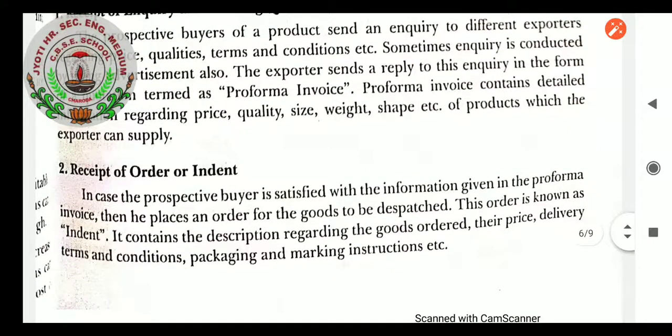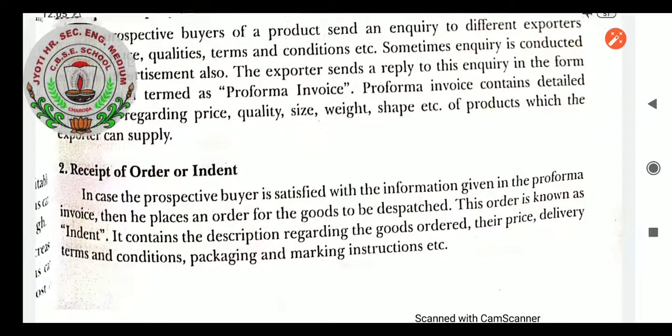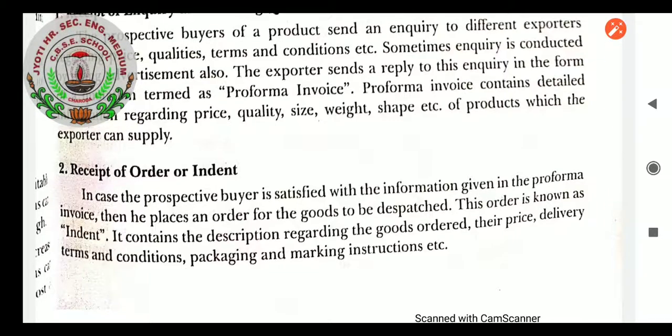Next, receipt of order or indent. When we talk about receipt of order or indent, student, in case the prospective buyer is satisfied with the information given in the pro forma invoice, then he places an order for the goods to be dispatched. This order is known as an indent. It contains the description of the goods ordered, their price, delivery, terms and conditions, packaging and marking instructions, etc. So that is known as receipt of order or indent, where we place the order for the goods.